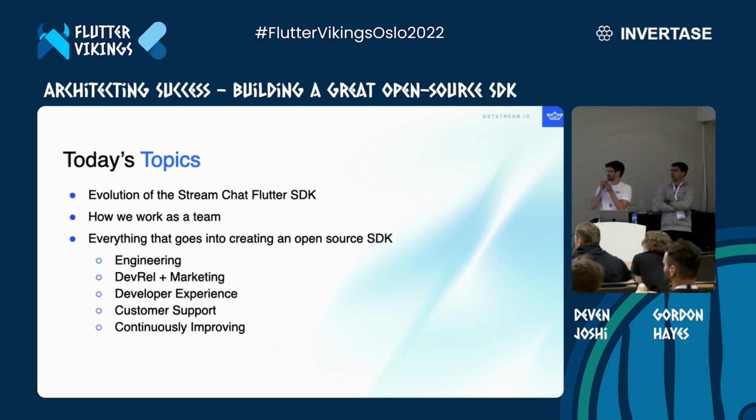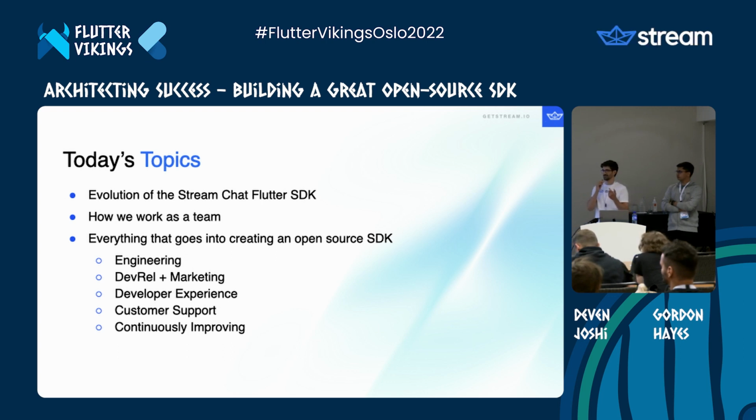So yeah, the topics that we'll cover, it's going to be starting with the evolution of the SDK. And the reason we're going into the evolution is because we're not perfect. We also made mistakes along the way, and those mistakes informed the decisions that we made later on. So it's important to have a little bit of a backstory, at least for us, when it comes to how we approached the development of the SDK and how that informed the decisions that we made later. Briefly going to touch on how we work as a team and the tools that we use, and then everything that goes into an SDK.